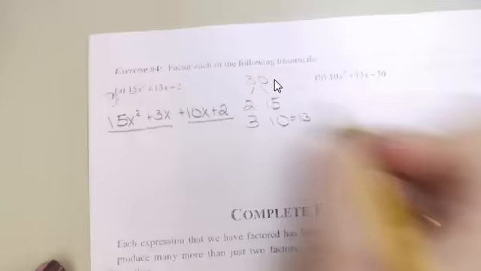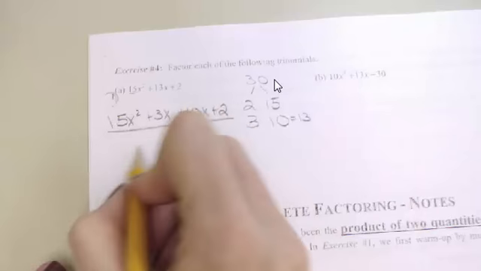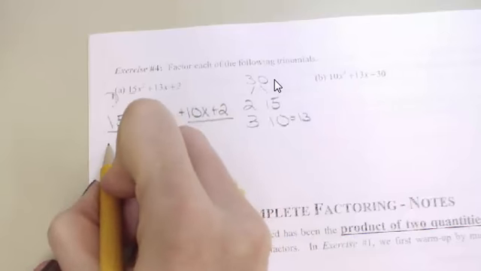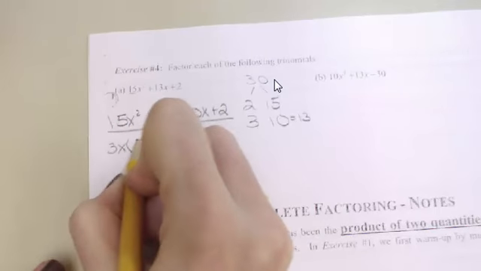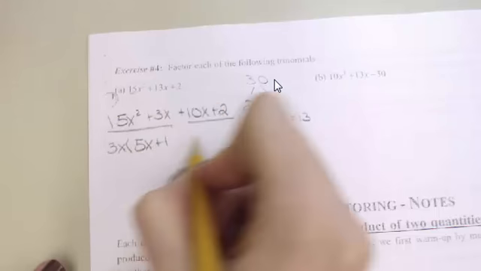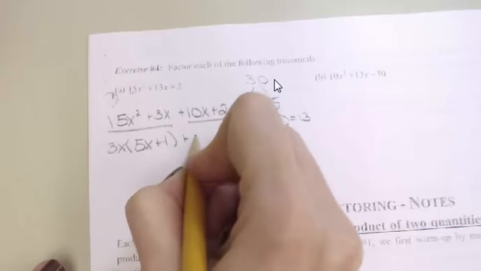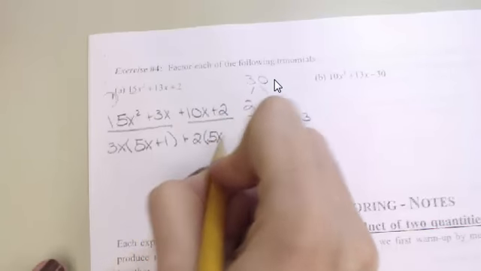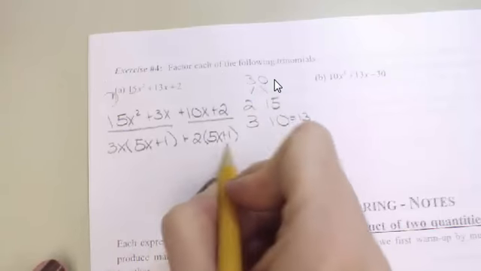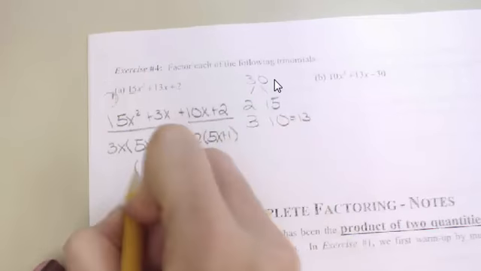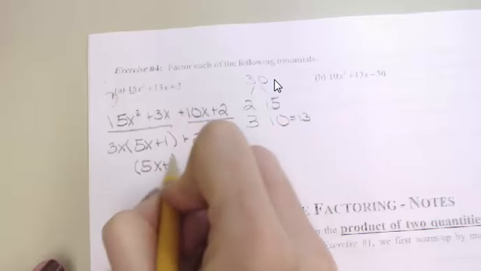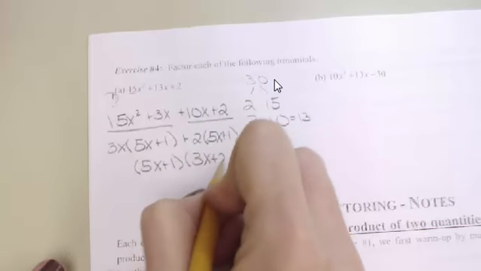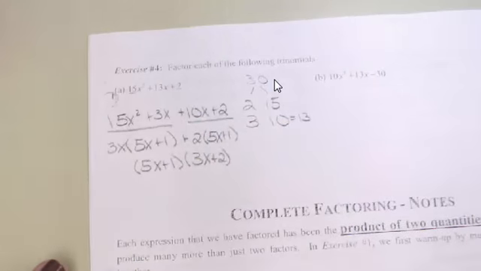I like the GCF, so I'm going to do it that way. I'm going to take out 3x out of these first two, and I'll be left with 5x plus 1. Then over here, I'm going to take out 2, and magic is happening. I'll be left with 5x plus 1. Now, GCF, the 5x plus 1 times the 3x plus 2. Okay, and you are done.